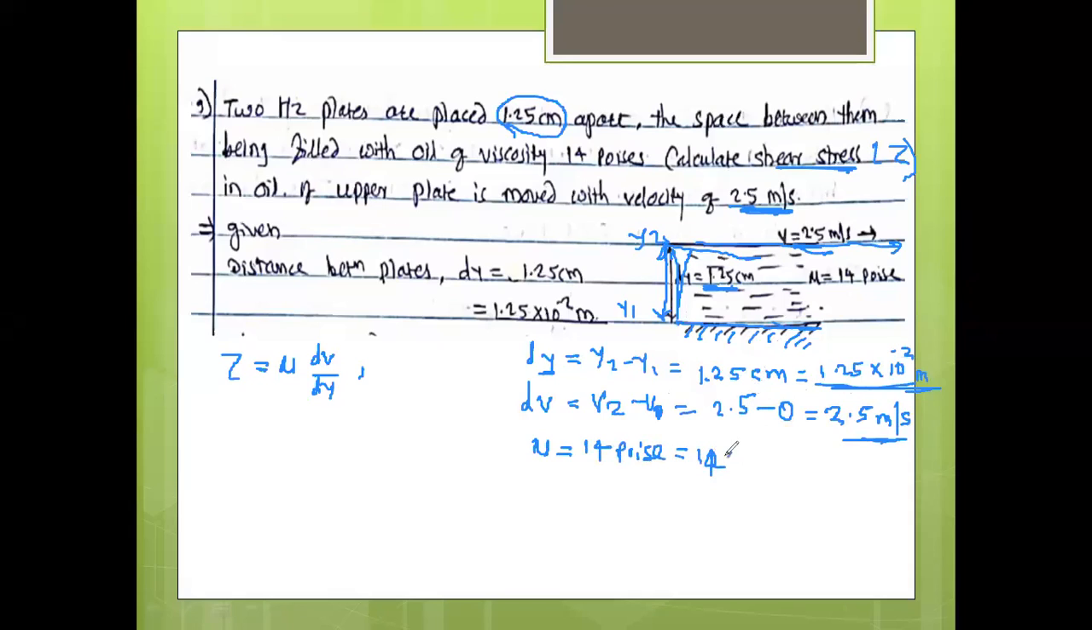14 into 1 by 10 equal to 1.4 Pascal second, that is Newton second per meter square or Pascal second. Now put all these values in this equation. 1.4 into dV, which is 2.5, divided by dy, which is 1.25 into 10 to the power minus 2. Solve this and tell me the answer.